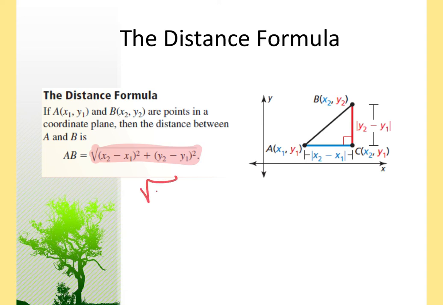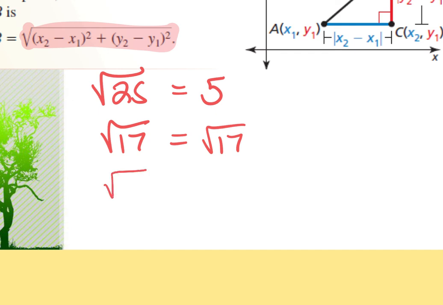And sometimes it's a perfect square, like square root 25. And you'll give me that answer as 5. And sometimes it's the square root of something like 17. And you'll give me that answer as the square root 17. So you will always keep these exact. And then sometimes you'll get square roots that can be simplified.